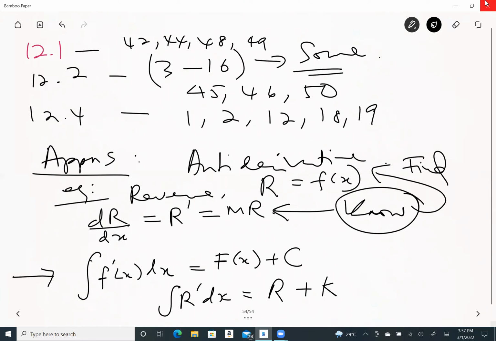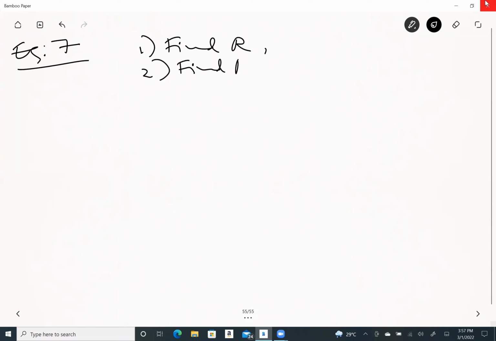Okay, ready? All right. So if you look at this example, what we are given is marginal revenue. So the question says, find revenue. Number 1, find revenue. And number 2, what is number 2? Number 2 says, find revenue where X is equal to 1,000.